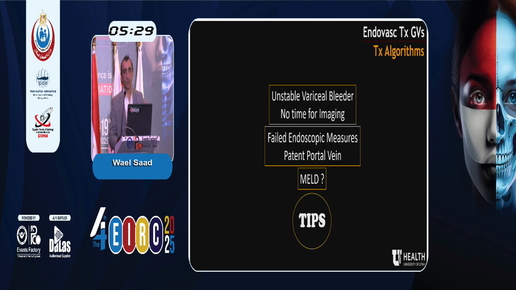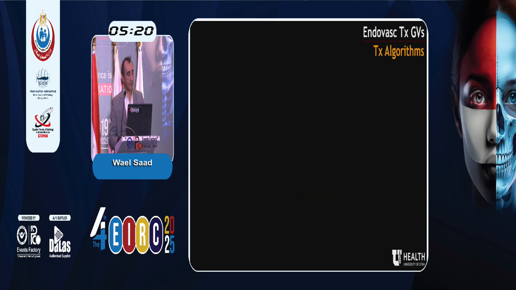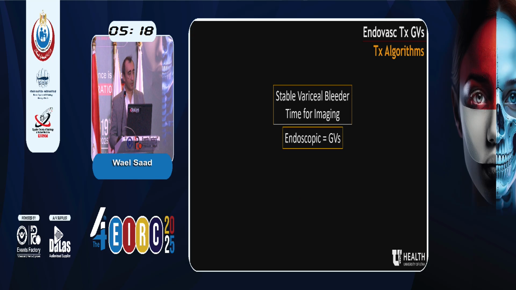And so you're going to do a TIPS. You're not going to do a BRTO. You have no time. You don't know the anatomy. You'll just do an emergent TIPS to salvage and save the patient. Another scenario: the patient is stable, okay? Endoscopy identifies a GV bleed.